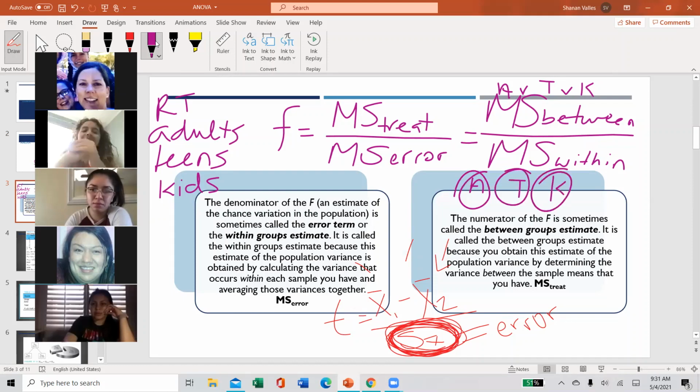Yes, that's exactly what I was trying to say, within the actual group. The other one is between, like comparing adults, teens, and kids. But when we're talking about within, it's within the group of adults, within the group of teens, within the kids. So that's exactly what that is. Okay. Is everybody good on that? We're good on that so far? Okay.